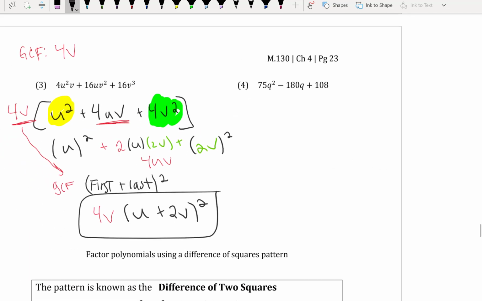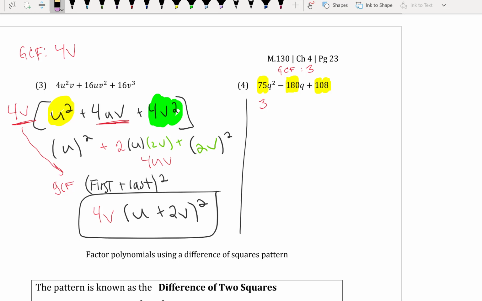So now looking at number 4, I'm looking at this and okay, I have 75, 180, and 108. So I'm going to try to see if there is a GCF here. So it looks like we have 3 as our GCF. So the greatest common factor, if I'm looking at all of these coefficients, that's the only thing I'm looking at, so I'm only looking at the coefficients, my GCF would be a 3. So I need to factor out a 3 before I do anything else.